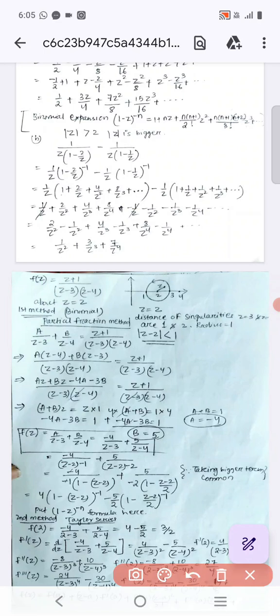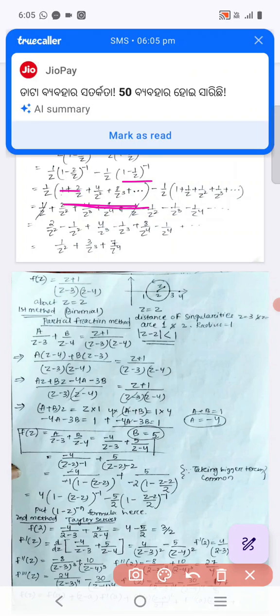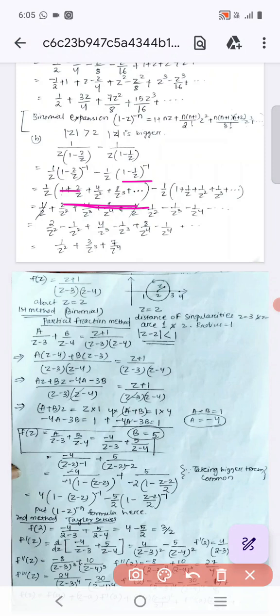I have taken one more question upon Taylor series. We will solve this question by two methods, the binomial method and the Taylor series expansion method. First take the binomial method: z plus 1 by z minus 3, z minus 4. We will find the expansion about z equal to 2.